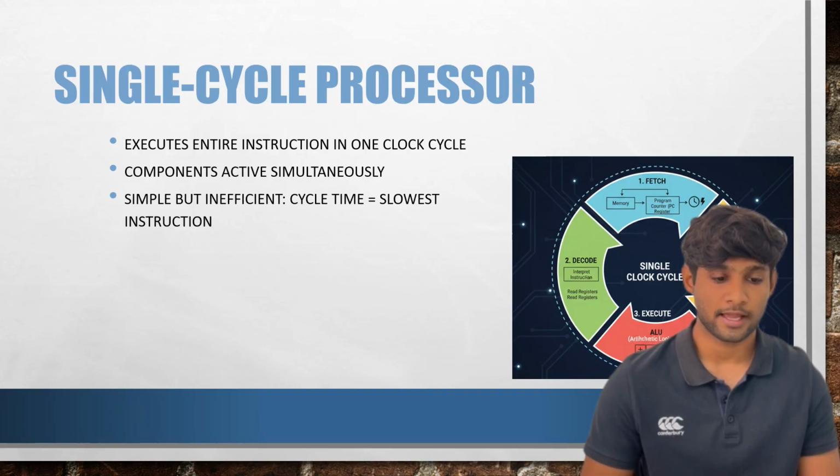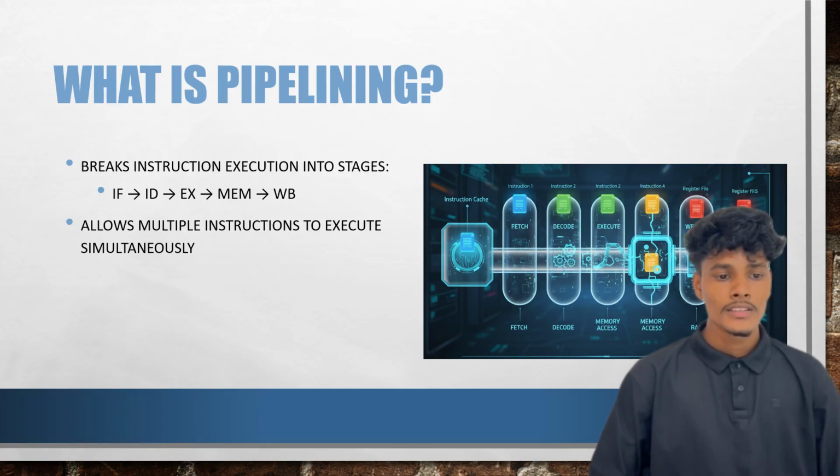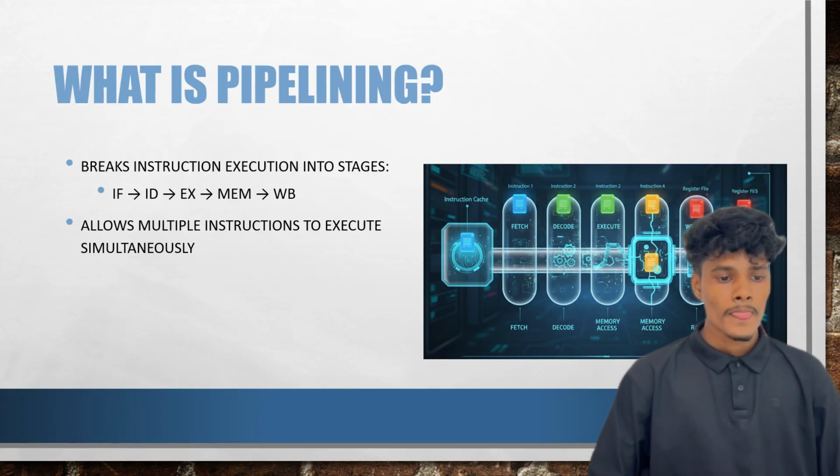So now I will hand over to Hasaranga. I am going to explain what pipelining is. Pipelining is a technique used to improve CPU performance by dividing instruction execution into separate stages. These stages typically include instruction fetch, decode, execute, memory access and write back. Each stage processes a different instruction simultaneously, similar to an assembly line. This allows multiple instructions to be in progress at the same time. So let's move on to the next part.